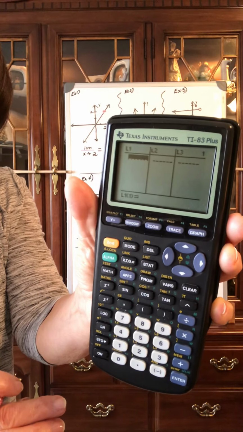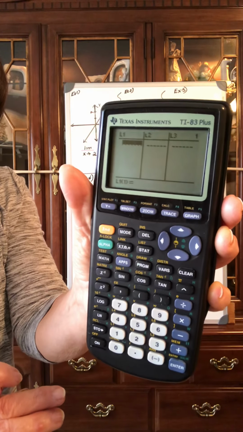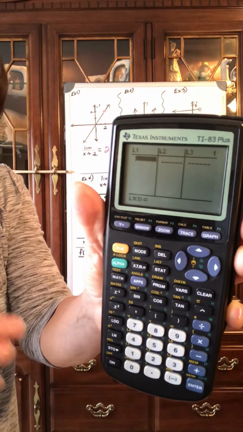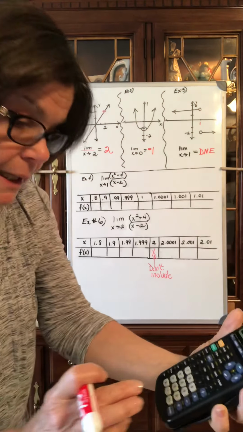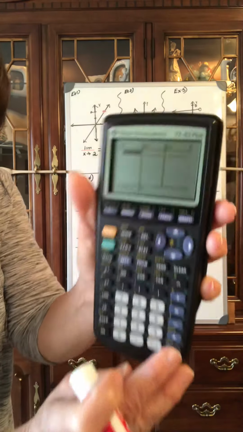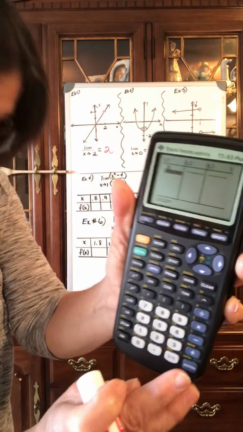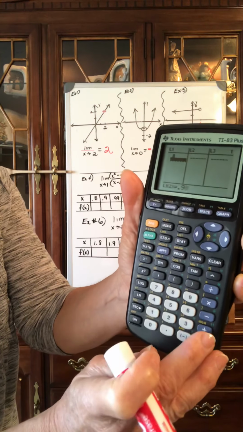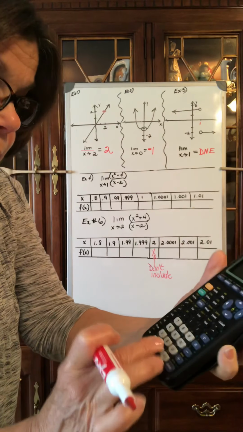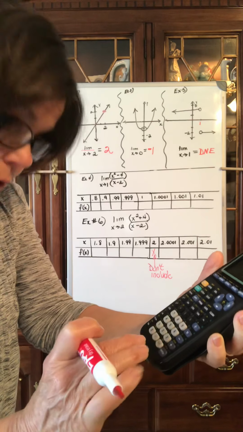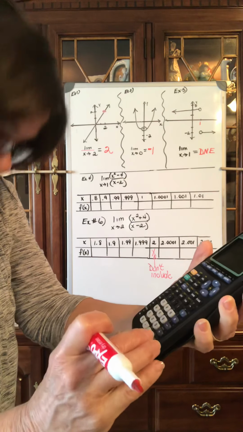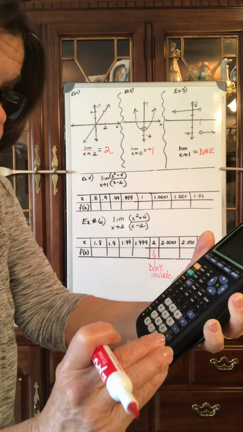Now, those x values we're going to enter into L1. So you would type each one in, hit enter in between. So I'm going to enter 0.8, hit enter. I'm going to enter 0.9, hit enter. 0.99, enter. 0.999, enter. An x value of 1, enter.